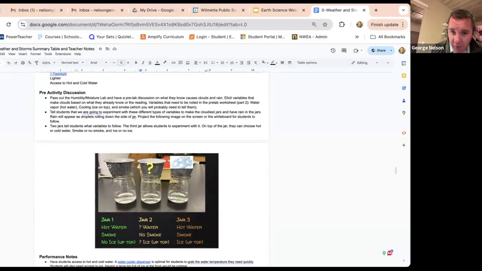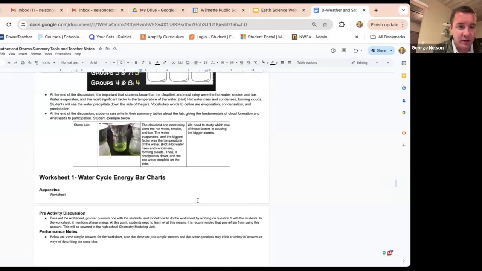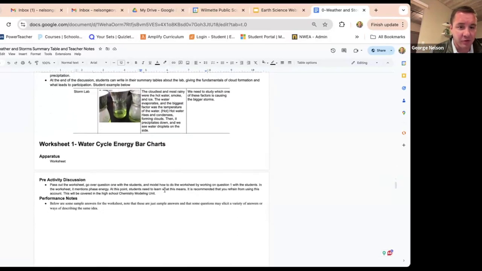And then we're talking about up top, is there ice or is there no ice? And they start to see then that the one with hot water, smoke, and ice up top really makes it super cloudy, and you'll see the precipitation water rolling down the sides, where we're establishing some of our key vocabulary there that we have with weather and storms. Yeah, these are just kind of pictures of samples of the kids' work.